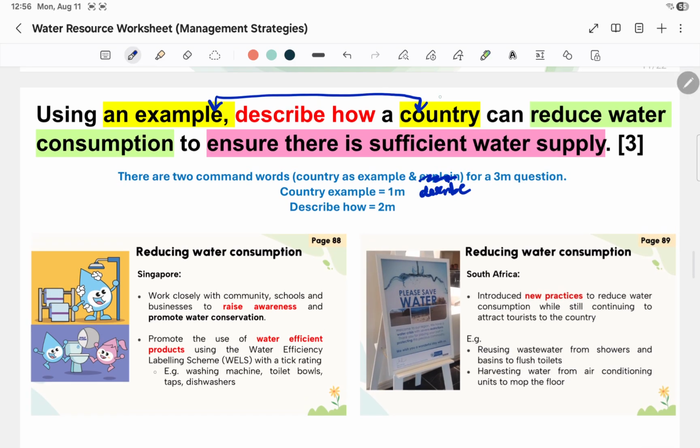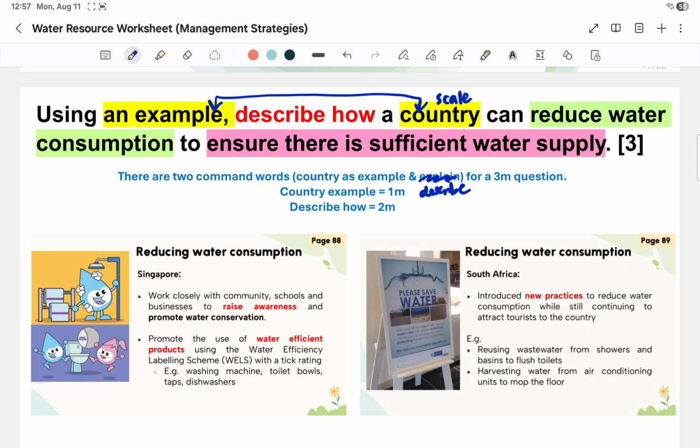So the concept of scale is important here. Something that is done on the country level that affects almost everybody in the country, that is used to reduce the water supply. I don't want to hear individual level examples. For example, I make sure that I take 5-minute showers instead of 15-minute showers. Those answers are a little bit too narrow. I want an example that's on the country level. Okay, so that's very important for you to know, that when you're giving examples, make sure you meet the requirement of the question. So here they ask you to describe how a country can reduce water consumption.